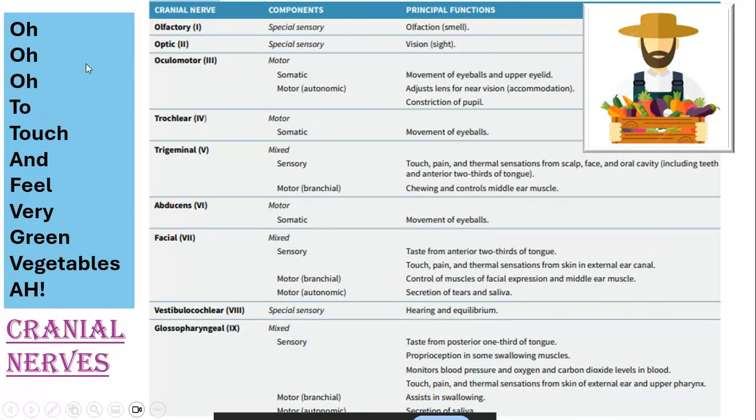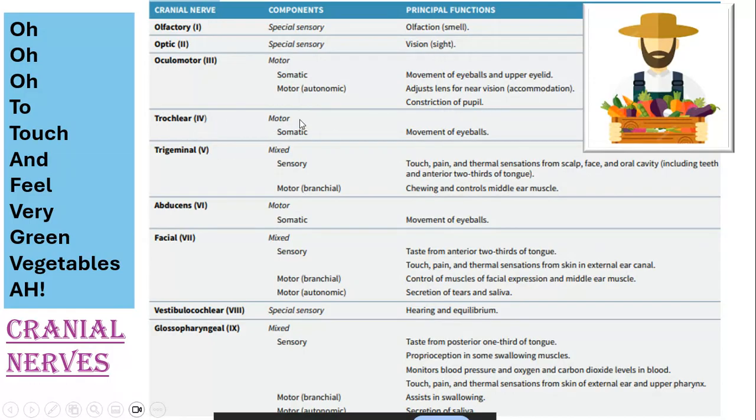All right, cranial nerves. The best way to remember the cranial nerves: O, to touch and feel very green vegetables are, right? So olfactory nerve, special sensory, that's olfaction, smell, that's its principal function. Optic is number 2, special sensory, vision and sight, to see. Oculomotor third is a motor nerve, movement of eyeballs and upper eyelid. Autonomic motor components adjust lens for near vision accommodation and constriction of pupil, right?